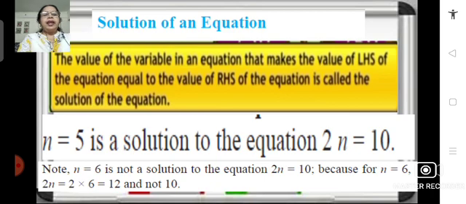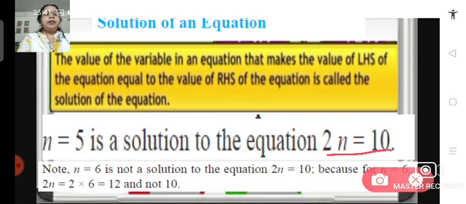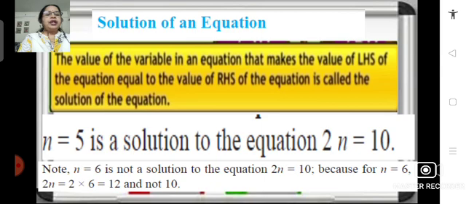For example, n is equal to 5 is the solution of the equation 2n is equal to 10, because 2 into 5 becomes 10. But we cannot take n as 6, because this will not be the solution of this equation, isn't it? Because 2 into 6 will become 12. It is not 10. So we can take only 5 as the solution of this equation 2n is equal to 10.